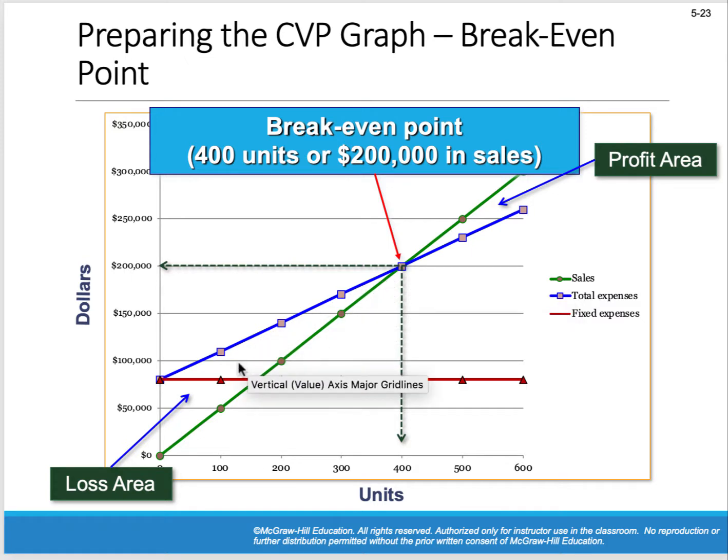Why do we have a loss? Well, because the blue line, our total expenses, is above our total sales line. Once we hit 400 units, that's our break-even point, we see that our sales line, or our sales revenue line, is above the total cost line. So that's where our profit area is.